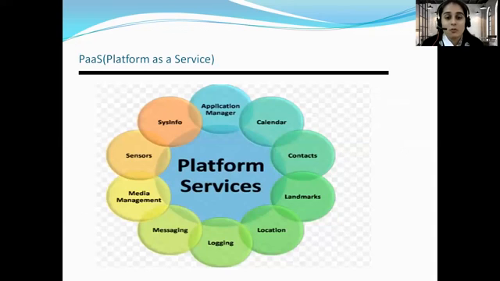There are various technologies that make use of platform as a service, which are calendar, contacts, landmarks, locations, logging, messaging, etc.